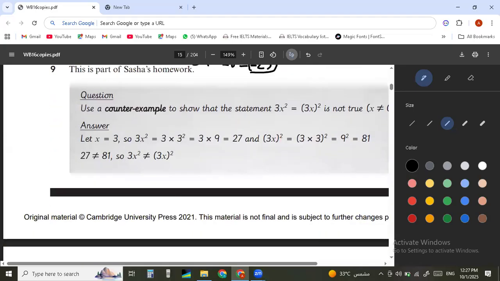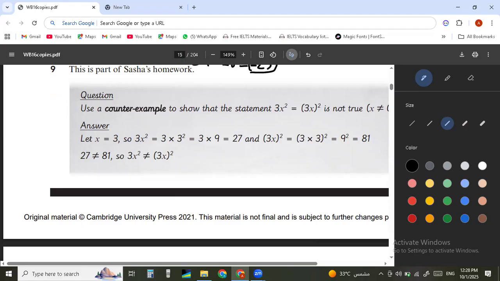This is part of Sasha's homework. Use a counterexample to show that the statement 3x squared is equal to (3x) squared is not true. The answer, she just used what? Let x be 3. So that's how she used the counterexample. Counterexample means kind of like use an example to show that this is not true.